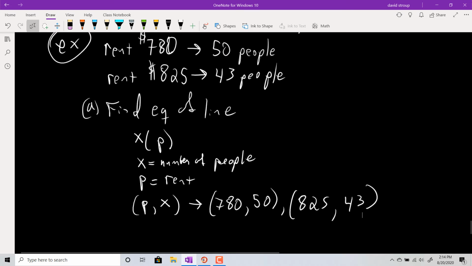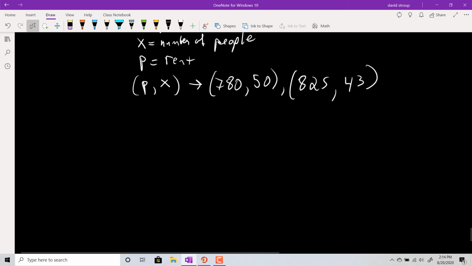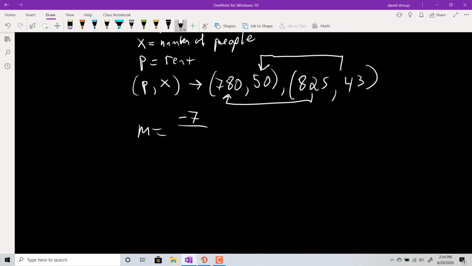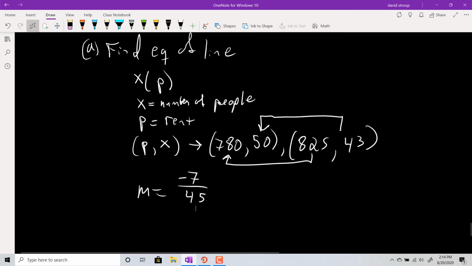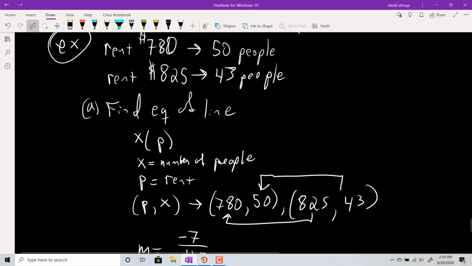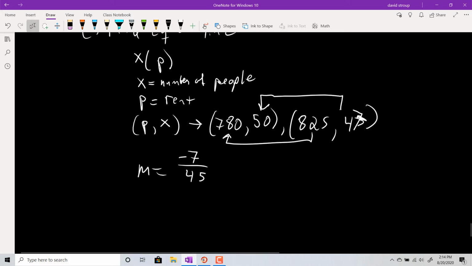Okay, so that's just from the given information. So we want to make our equation. So what do we need? We need a slope. Okay, so 43 minus 50 is negative 7. And then 825 minus 780 is 45, I believe. Oops, whoops, 43. It's 47 in the book, sorry. It's 47. Screwed that up. Okay, so 47 minus 50 is negative 3, and then we can reduce that to negative 1 all over 15.